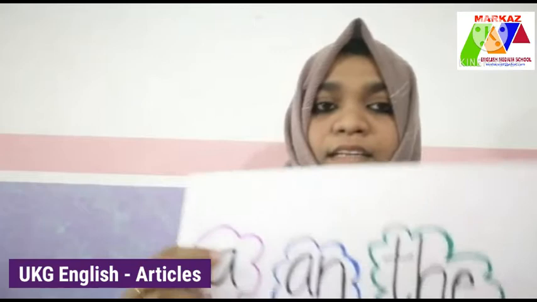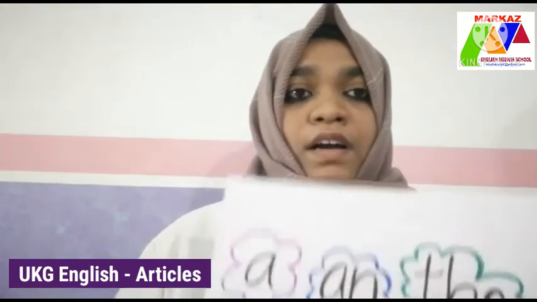And taking the case of a: we use a before a consonant sound. How many consonants do we have? Yes, we have 21. Very good. We have 21 consonant sounds. We already learned in the previous classes. So, a is used before a consonant sound.